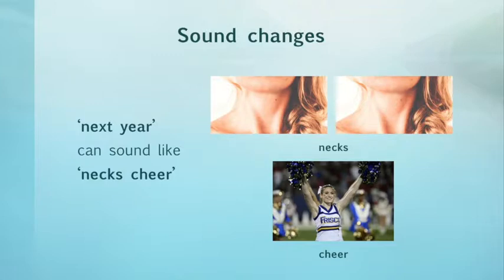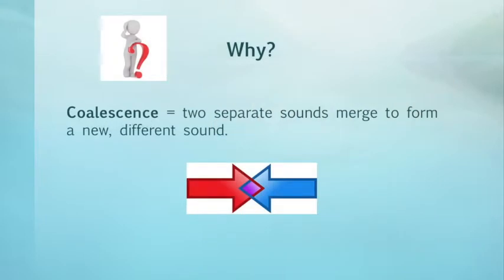When spoken together in connected speech, the words next and year can sound like next year, which is how he pronounced it, and which are two completely different words with different meanings and can be confusing for English language learners. Why do these sounds change like that? It's due to a feature of connected speech called coalescence, when two separate sounds merge to form a new, different sound.